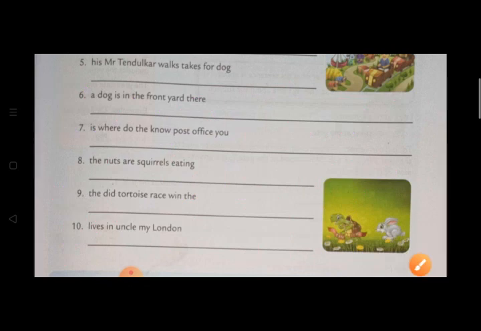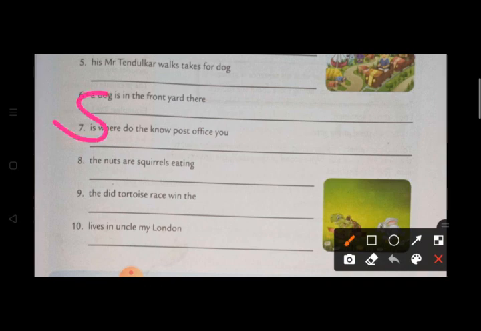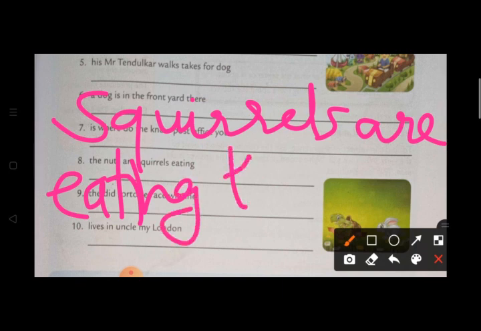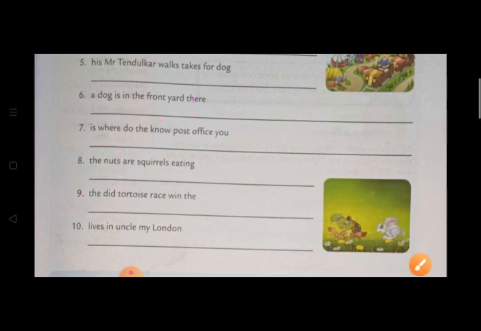The nuts are squirrels eating. So here students, we are going to write squirrels are eating the nuts. Full stop. Okay. Now let's see the next one.